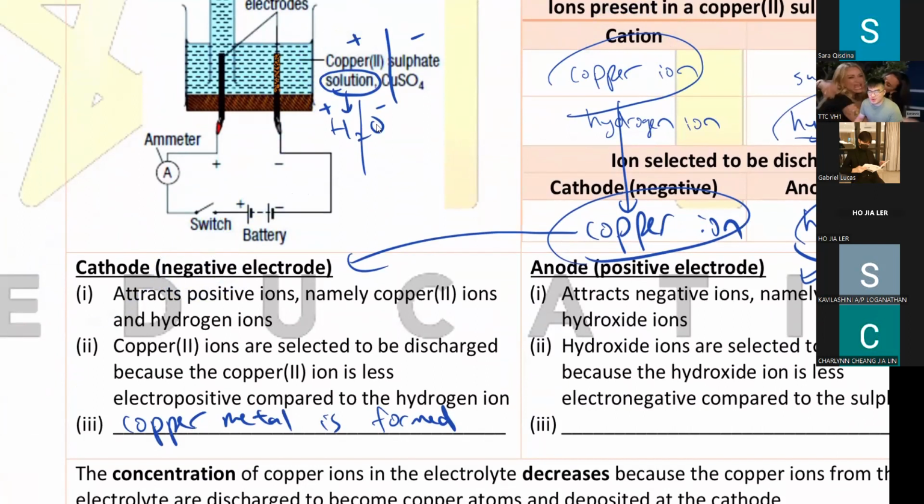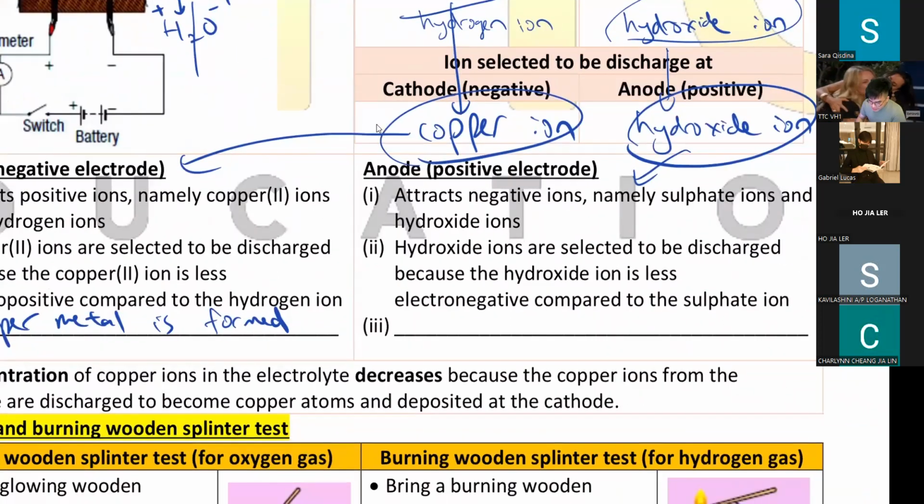You're not very sure with the positive negative thing, isn't it? I have students like this. Okay, don't worry. I have students like this because usually they will confuse between positive and negative. Right. So next anode, same thing. I will choose hydroxide. So oxygen gas is produced.